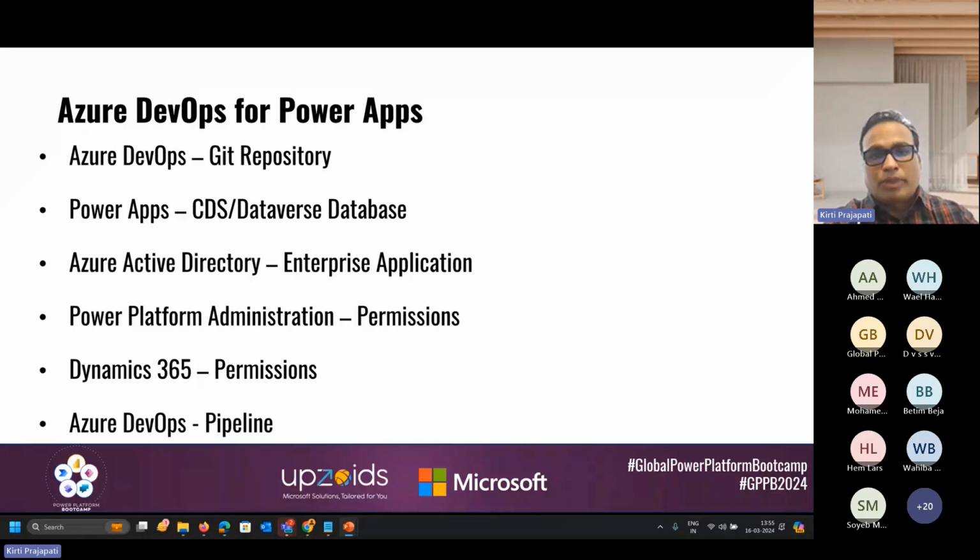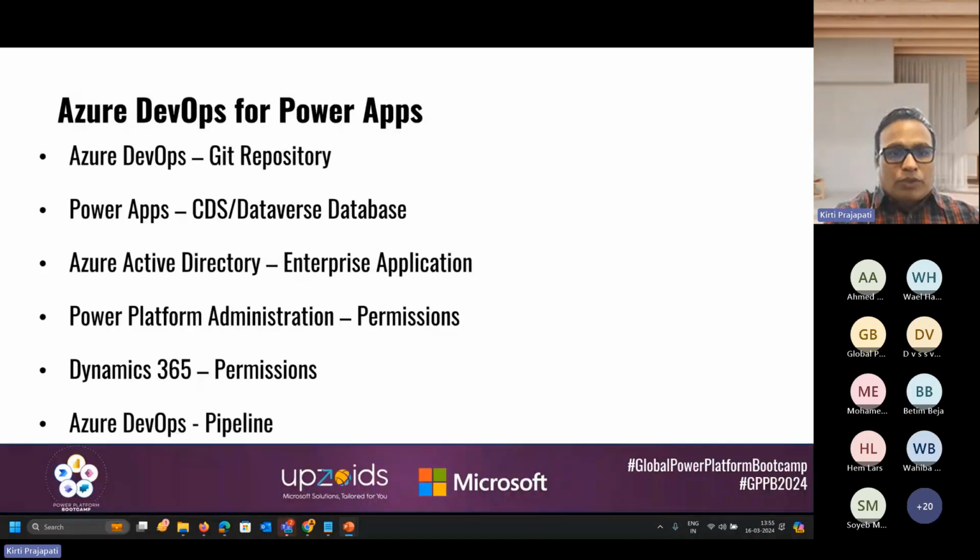So I need Power Platform administrator permission. Either I could have it, or I can pass it to the person who is managing this whole administration part of the Power Platform. And then again, we should have the Dynamics 365 permissions, and then we can create the Azure DevOps pipeline. So these are the prerequisites I'm assuming we should have before we start any kind of implementation of Azure DevOps for Power Apps.